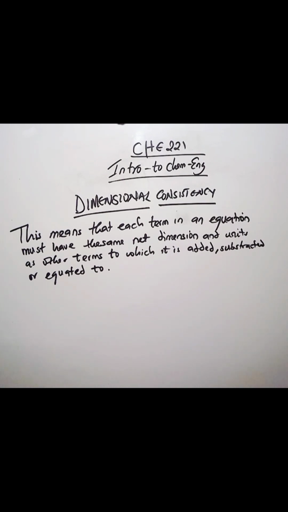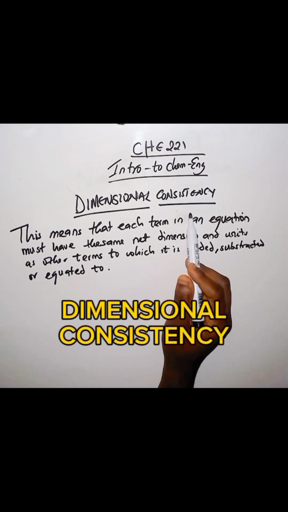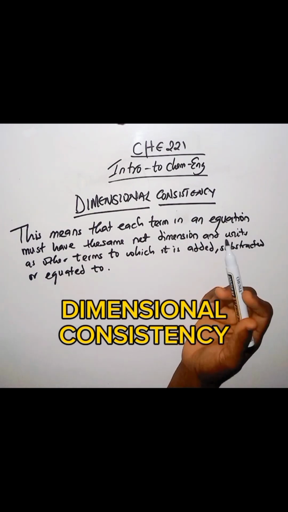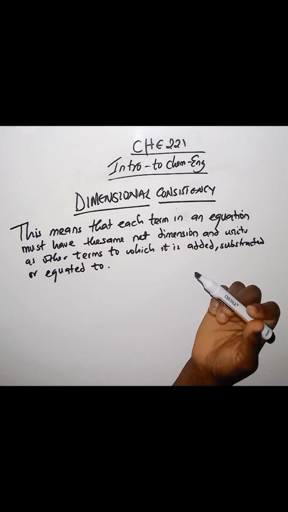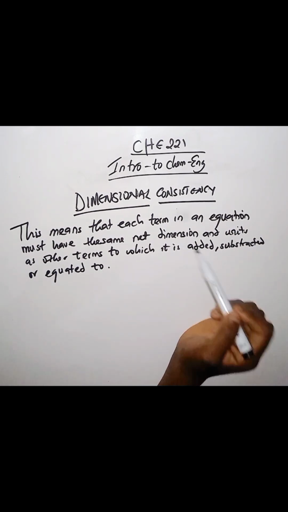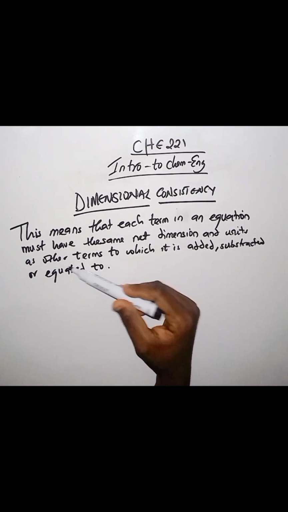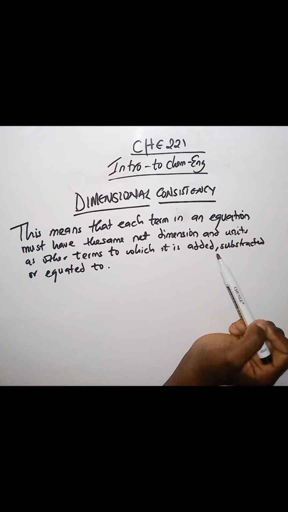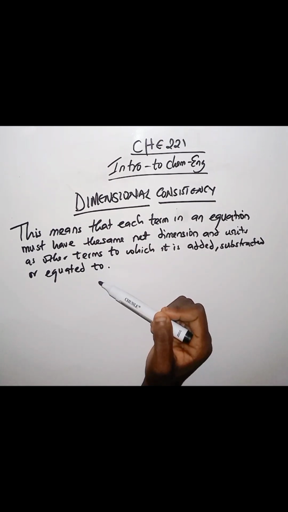Today we'll be talking about dimensional consistency. What is dimensional consistency? It simply means that each term in an equation must have the same net dimension and unit as the other terms to which it is added, subtracted, or equated to.